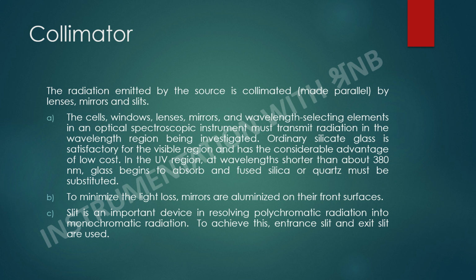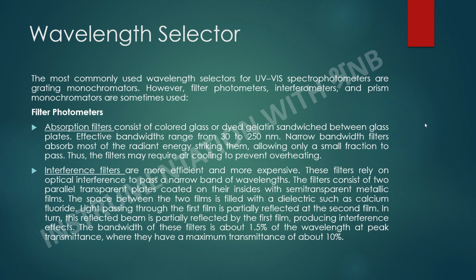The main function is to convert the polychromatic radiation into monochromatic radiation. Commonly used wavelength selectors for UV visible spectrometers are grating monochromators. Apart from this, we have filter photometers, interferometers, and prism monochromators. Filter photometers are basically of two types: absorption filter and interference filter. Absorption filter, in which colored glass or dyed gelatin is sandwiched between glass plates.